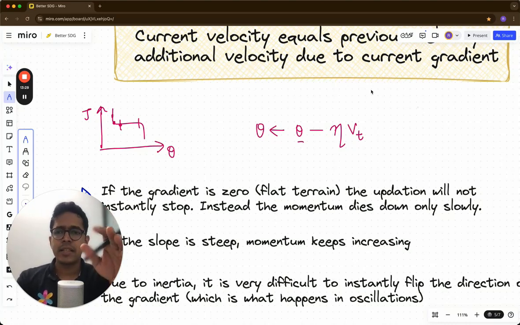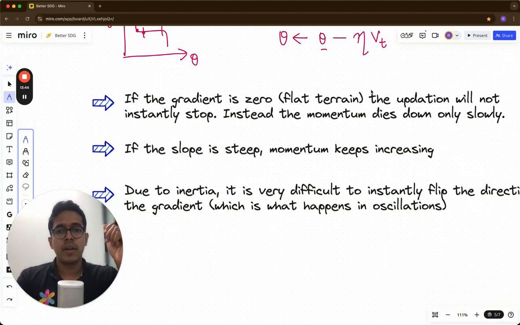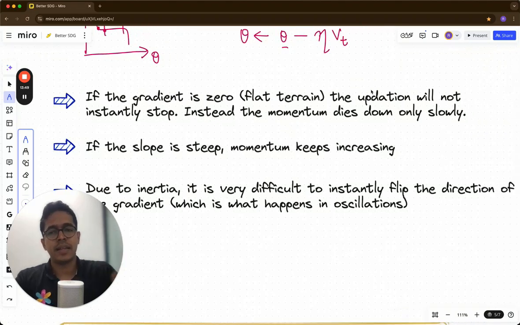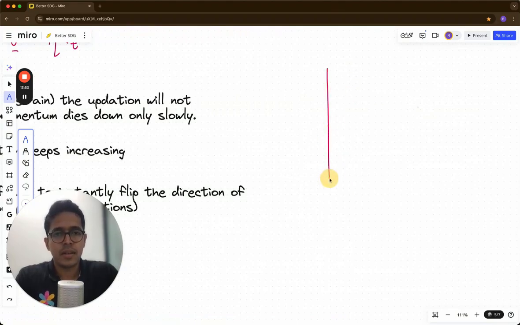Now this extreme case is when the slope is 0. This also applies if the slope was a very small number, then the updation in theta will happen very slowly and you will have to wait forever to reach a minimum value of loss. So this is one issue which momentum can solve. Now if the slope is steep, momentum keeps increasing. So what does that mean? What that means is this.